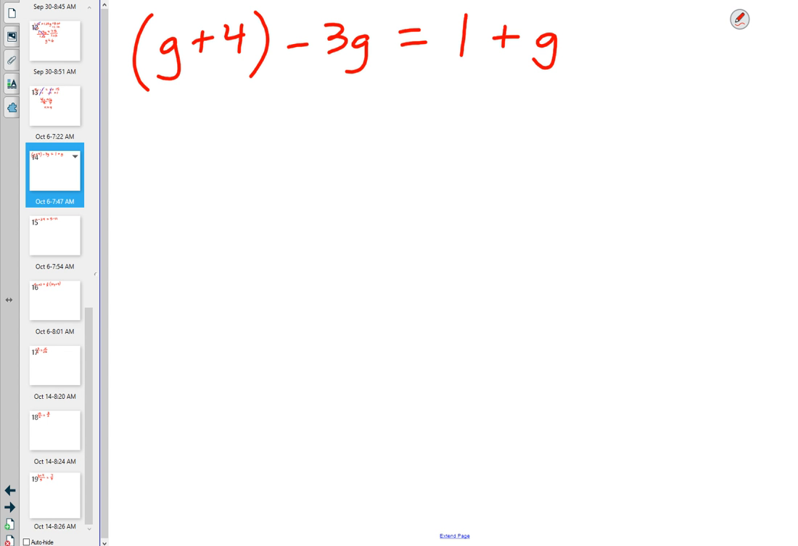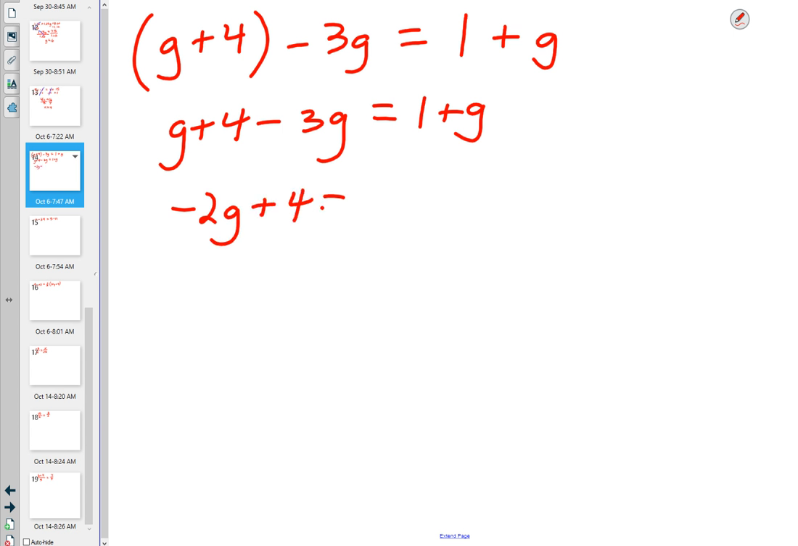If you distribute the one that's in front of this parentheses, everything just stays the same. But now that the parentheses is gone, what can I do now that I couldn't do before? I can combine the g's on the left. g minus 3g is negative 2g. And now this becomes exactly like the last problem. I still have g's on two different sides. I like to move the smaller coefficient first. So I'm going to move the negative 2g over to the right by adding 2g's.